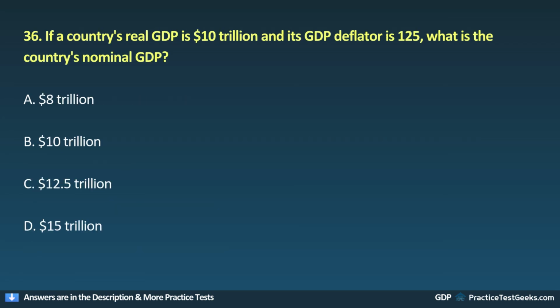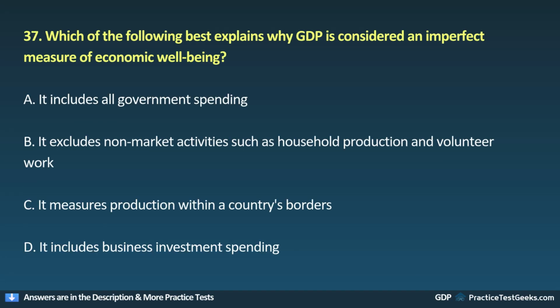36. If a country's real GDP is 10 trillion and its GDP deflator is 125, what is the country's nominal GDP? A. 8 trillion. B. 10 trillion. C. 12.5 trillion. D. 15 trillion.